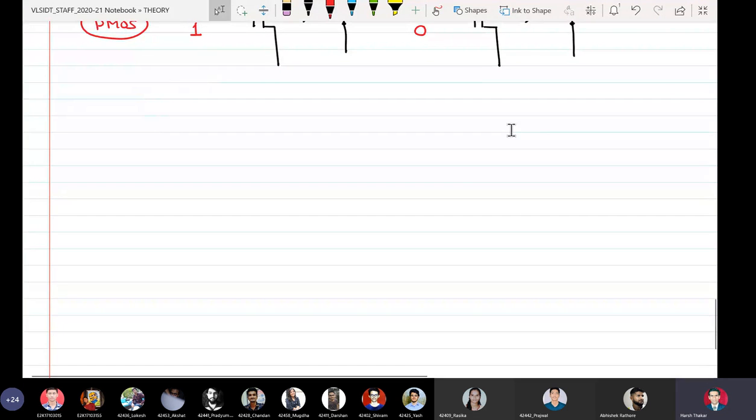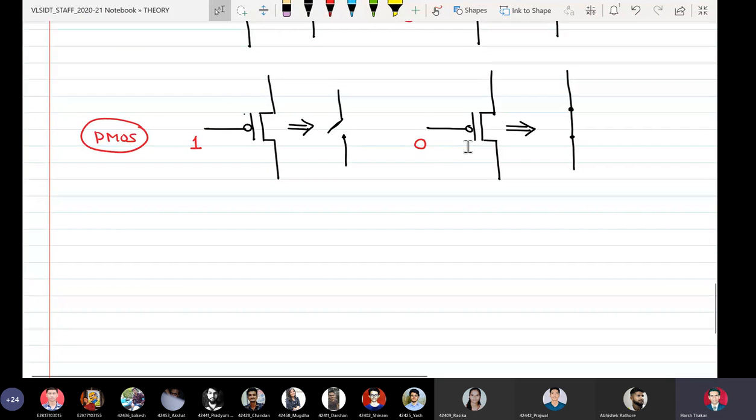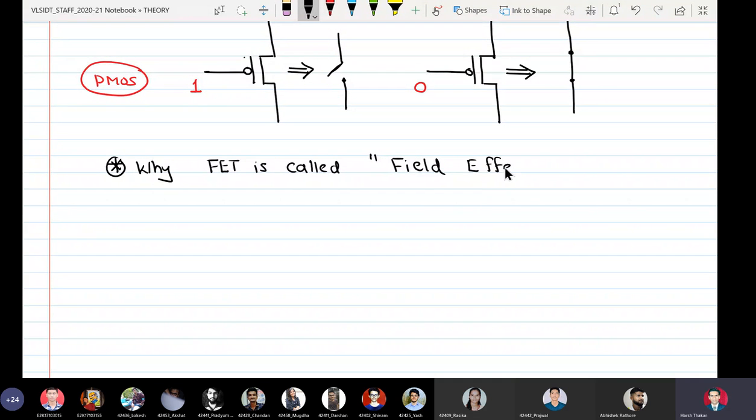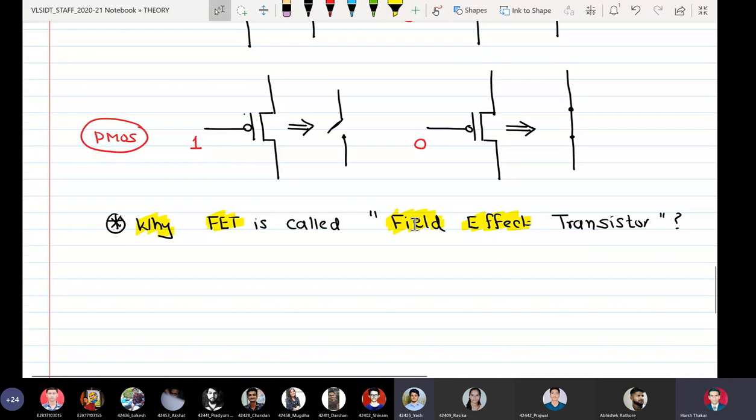Okay. So now, certain important things about why a FET is called a FET. I'll write a question here. Why is FET called field effect transistor? Who will answer this question? Why is FET called a field effect transistor? Okay, I want to check your basics. Why is FET called a FET?